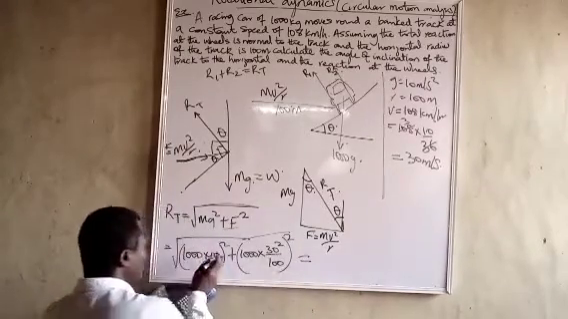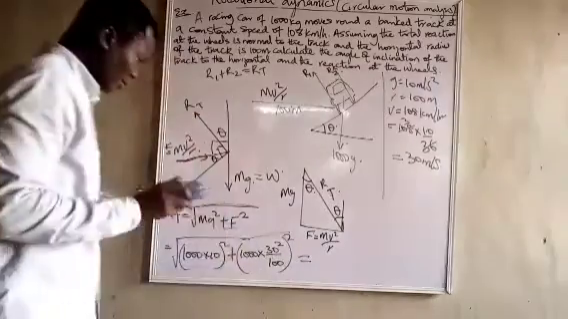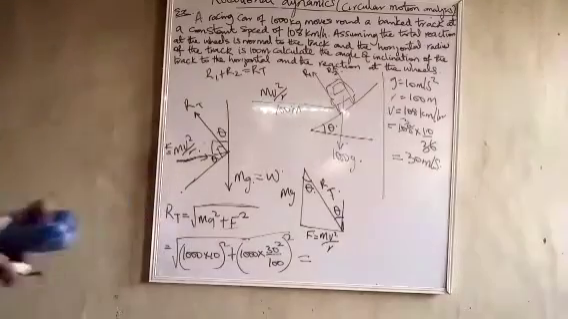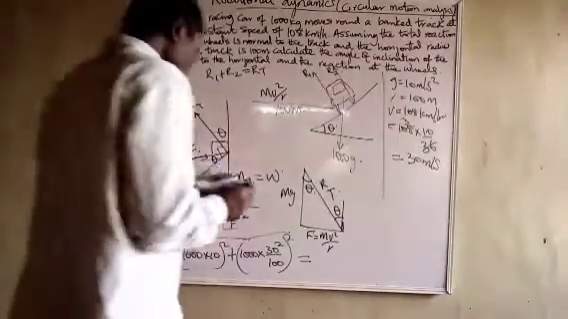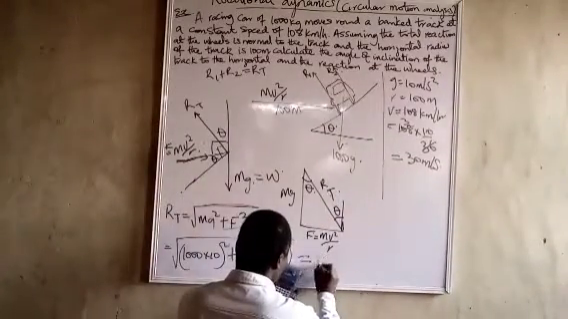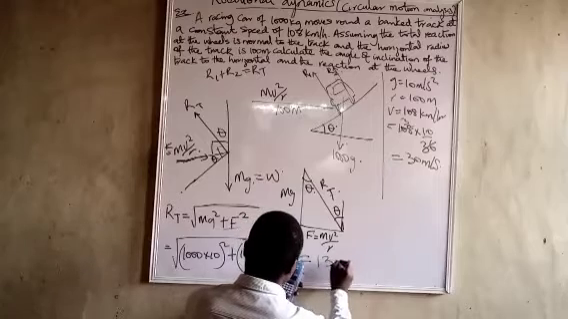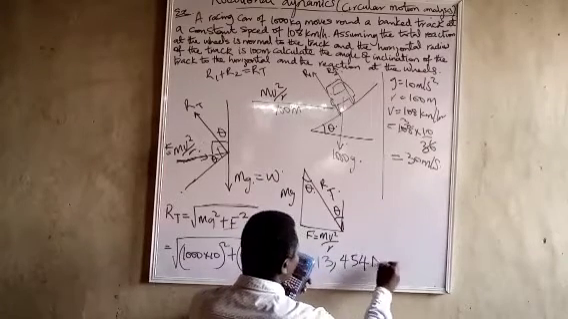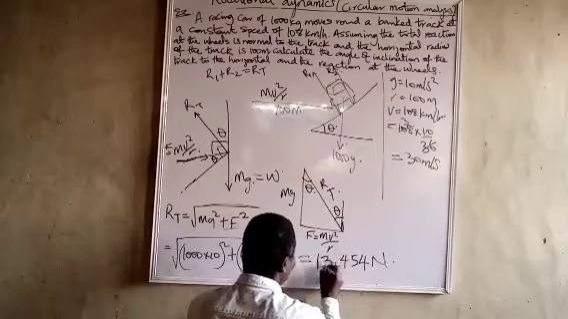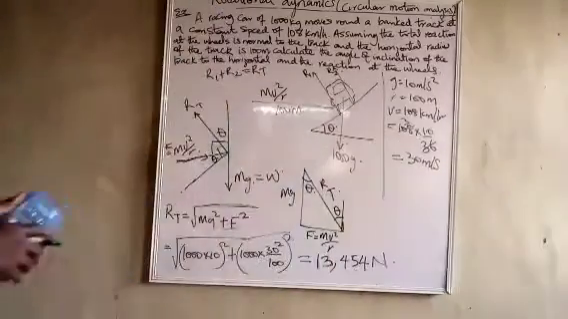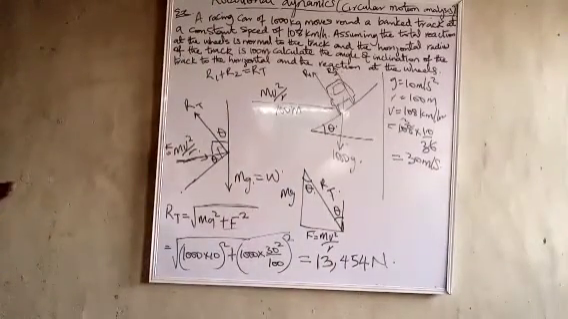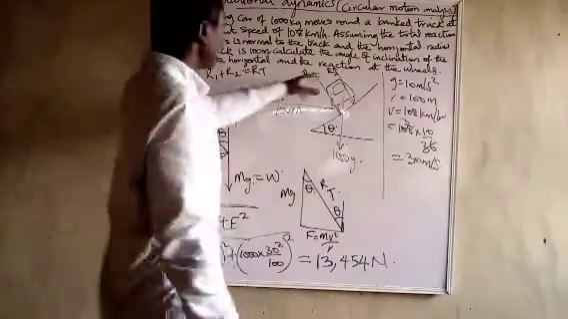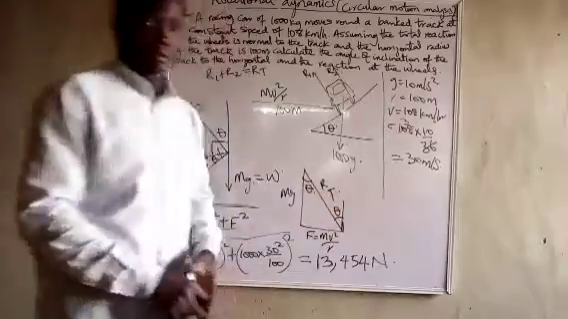So let me just do it straight. That gives me 13,454 newtons. So that's what I got as the reaction at the wheels. Sorry, that's the reaction at the wheels.